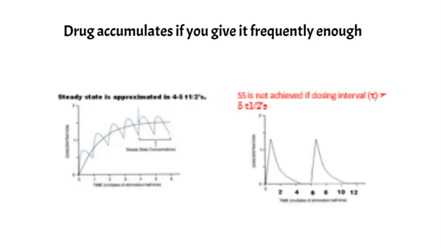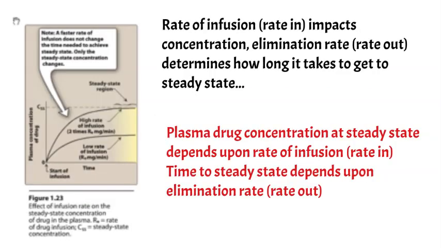On this slide, we're comparing repeated intermittent IV doses. On the left, the dose is repeated more frequently than 5 half-lives, so the drug accumulates until steady state, rate in equals rate out. On the right, we see that the drug doesn't accumulate if the dosing interval tau is longer than 5 half-lives. Plasma drug concentration at steady state is going to depend upon the rate of infusion, the rate in, while the time it takes to achieve steady state depends on elimination rate, the rate out. And remember, steady state is defined as rate in equals rate out.